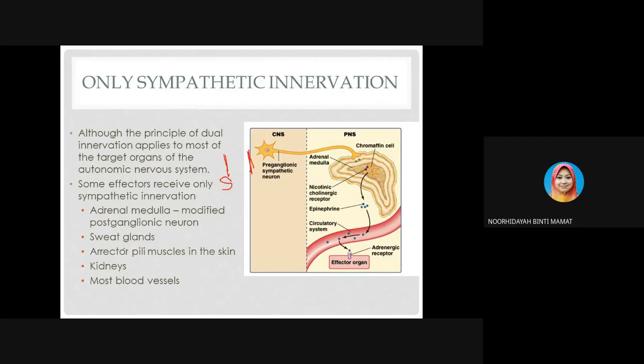The erector pili muscles are tiny muscles that attach to the base of the hair follicles, and also the kidney or most blood vessels. So they receive input only from the sympathetic.